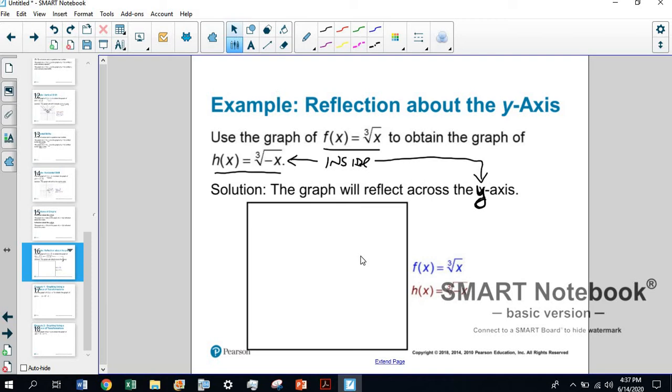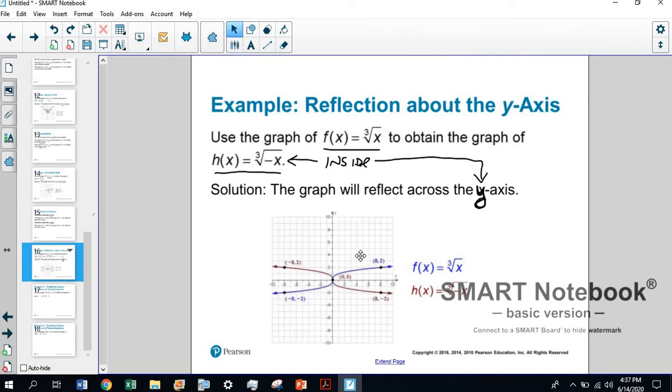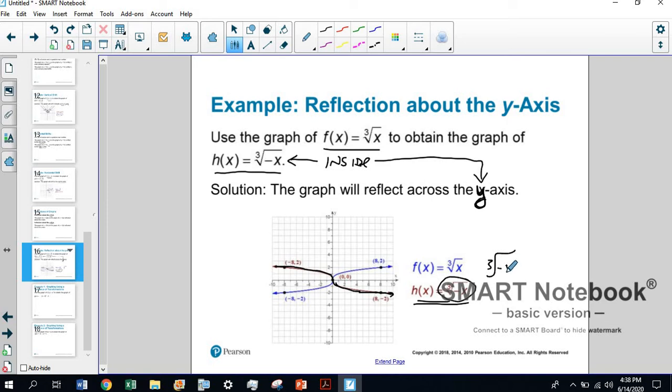So the graph of the cube root of x is blue. It looks like this. If you reflect that for h of x about the y-axis, then this blue becomes this one, and this blue becomes that one. And so this graph right here, notice that 0, 0 doesn't move. This that I'm tracing out here, that's h of x. Okay, that's the cube root of x, cube root of the opposite of x, cube root of negative x. That's what that graph is.